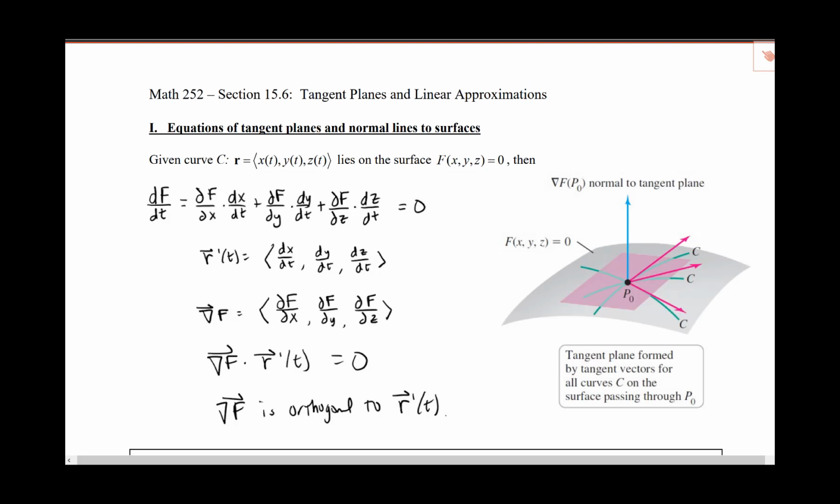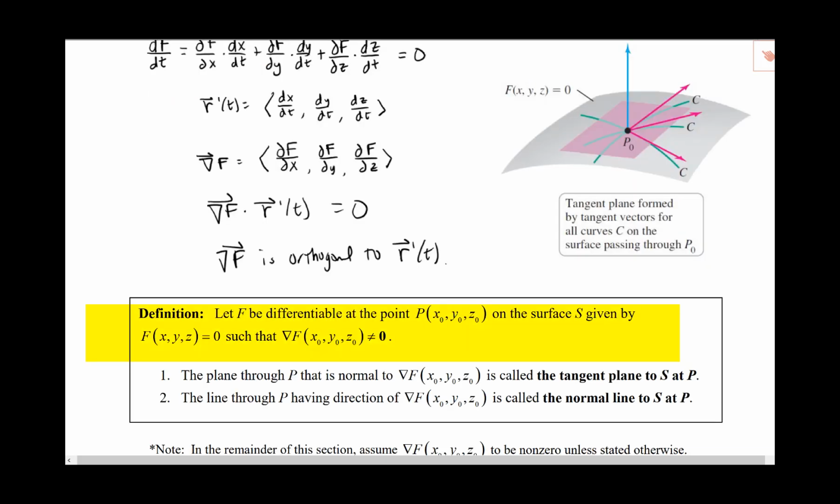Okay, let's go on with some definitions. Let f be a differentiable function at some point p on the surface S, where the surface is given by capital F of x, y, z equals 0, and the gradient of f is not the 0 vector. Then number 1, the plane through that point that is normal to the gradient is called the tangent plane. Or another way to say it is that the gradient is orthogonal or normal to the tangent plane. And the line through that point having the direction of the gradient is called the normal line to the surface.